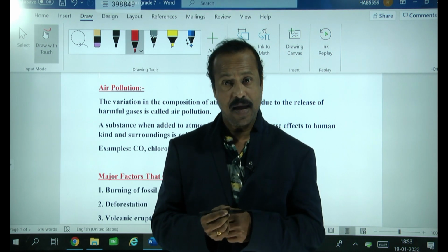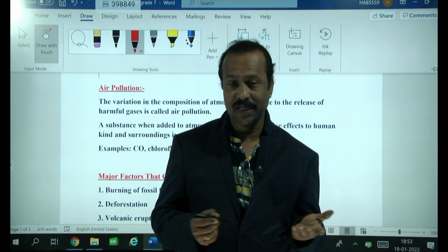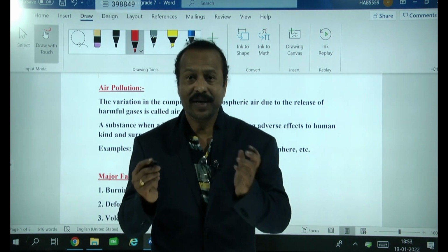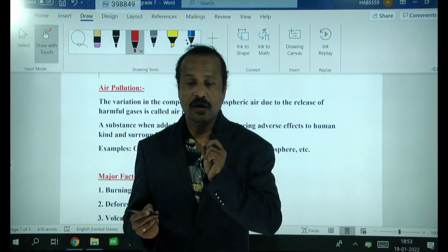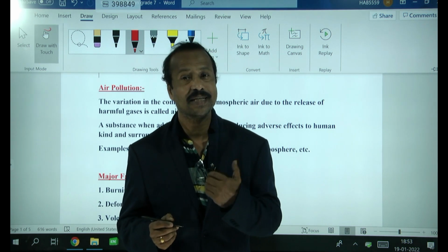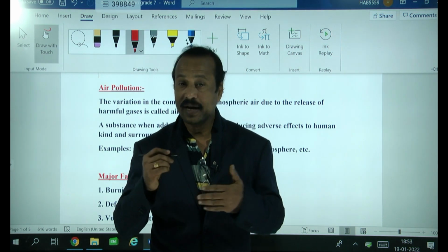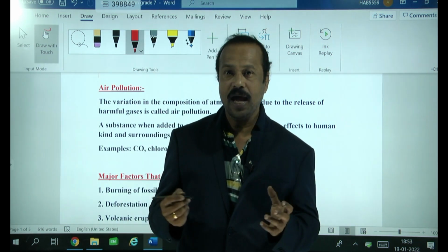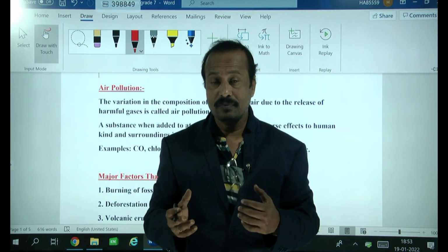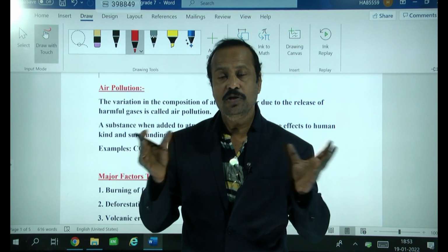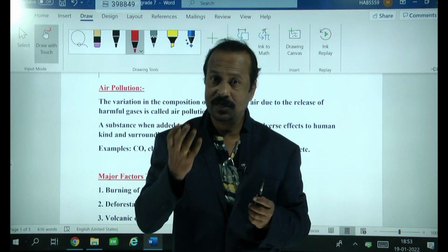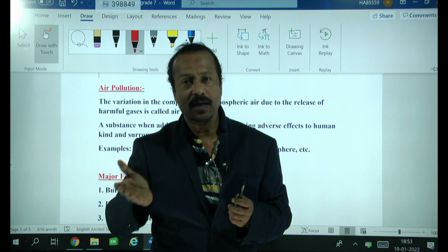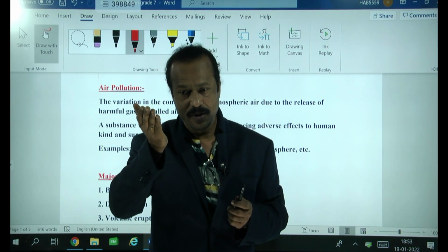due to human activities and increasing population, vehicles are increasing, factories are increasing, industries are increasing. So due to human activity, some unwanted gases, some poisonous or toxic gases, are released from these industries, vehicles, and other sources, and they are entering the atmosphere. Now what's happening? The ratio of oxygen and nitrogen is decreasing, and these other unwanted gases are increasing. Yes or no? Yes, sir.